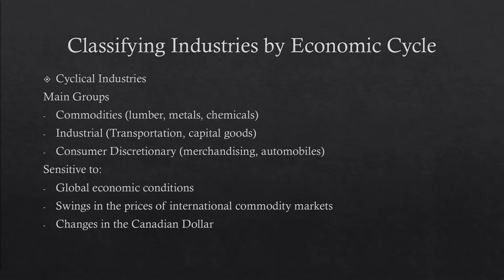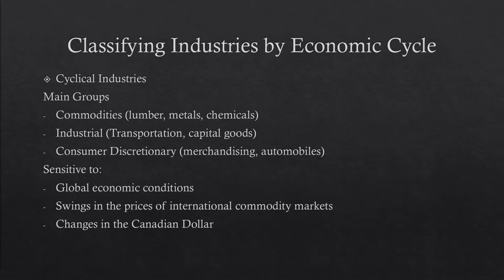The main groups are commodities, so lumber, metals, chemicals. You can see that lumber really shot up as we were recovering through the pandemic, and hit an all-time high. Industrials are another group, so transportation, capital goods, and consumer discretionaries as well. Like I mentioned in a previous slide, consumer discretionaries are items that consumers don't need to buy, they want to buy. So if there's a market crash, that will cause people to have less discretionary income, so they won't be able to buy those things. So it does hurt those industries, and when consumers have more money to spend, these industries do well.